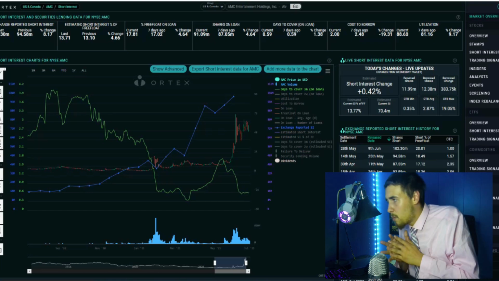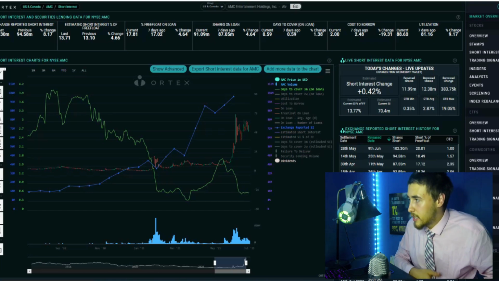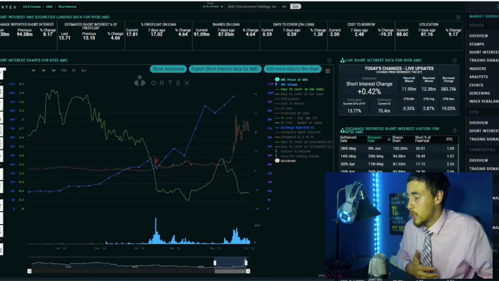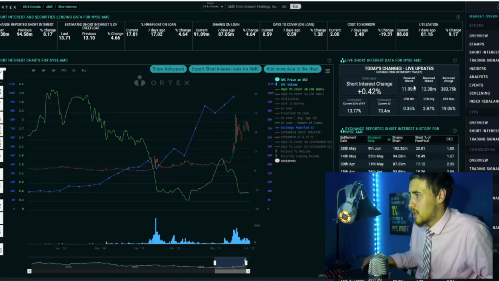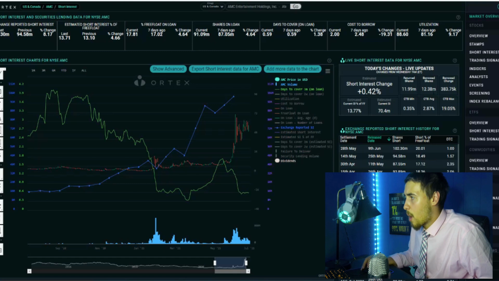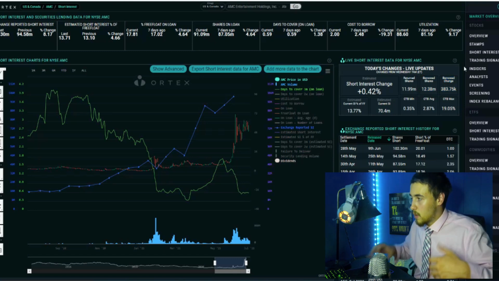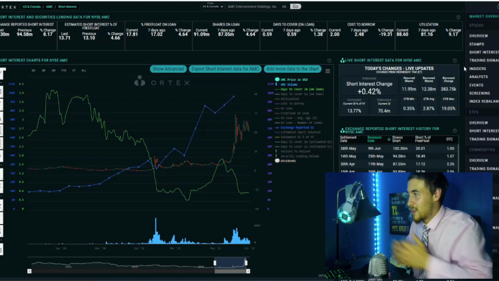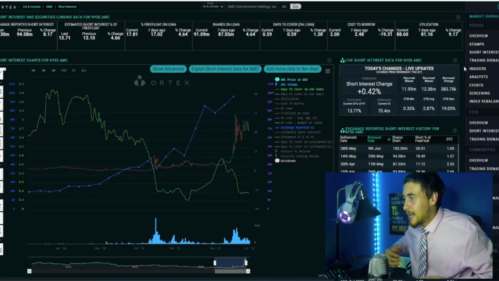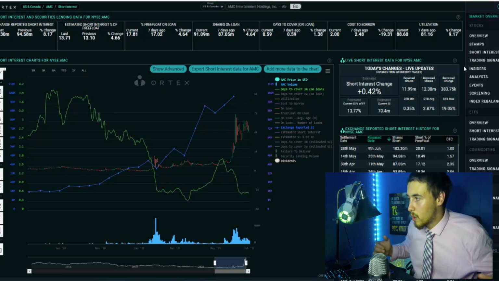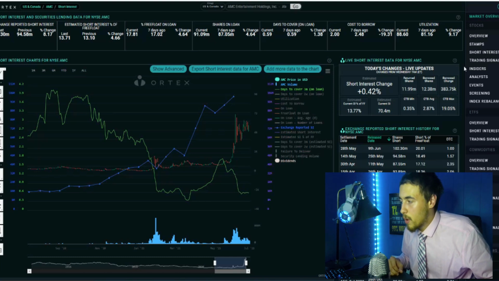Now, let's get into more of this Ortex data. We had a short interest change of 0.42%, return shares of 11.99 million, borrowed shares of 12.38 million. So that is a borrowed change of 383,075 shares. So essentially, we had 383,000 shares added on to the total shares that are shorted. That currently sits at 70.4 million shares.